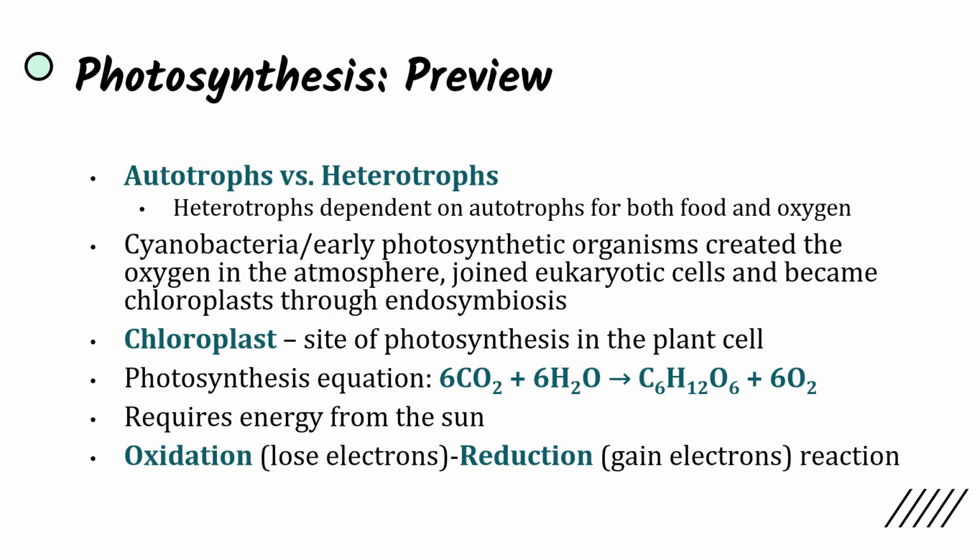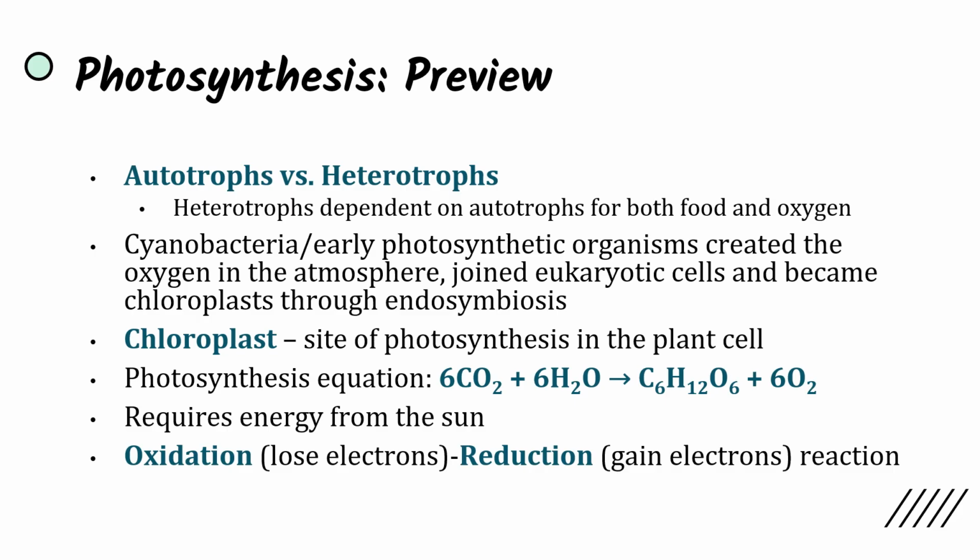First up, a preview of photosynthesis. We have to talk about autotrophs versus heterotrophs. Autotrophs are going to be your producers in the food chain. These are the ones that are going to be making food. Whereas heterotrophs are your consumers and your decomposers. They rely on the autotrophs for both food and oxygen.